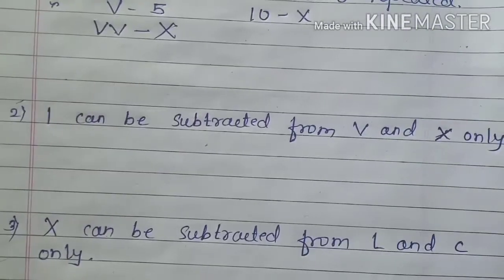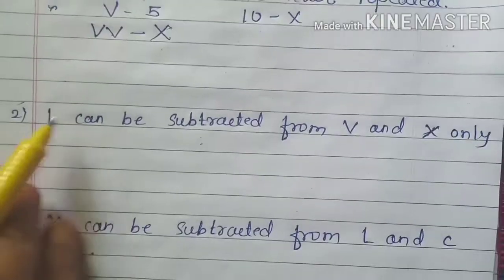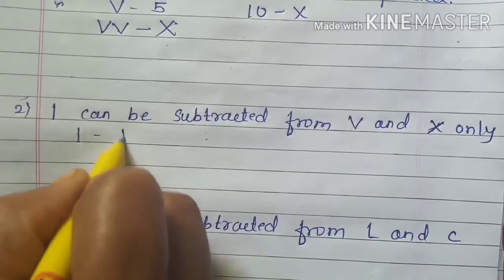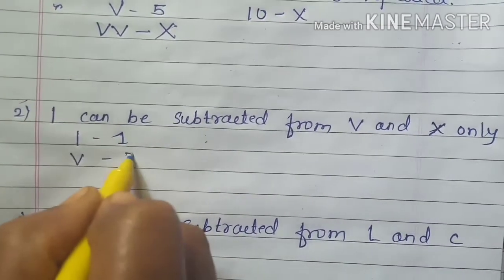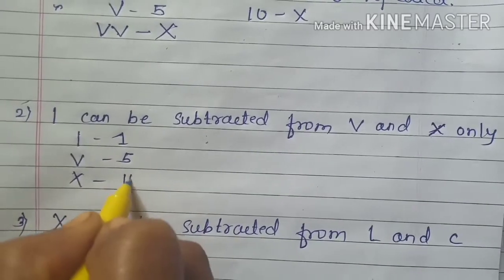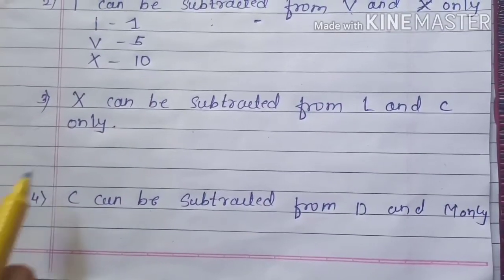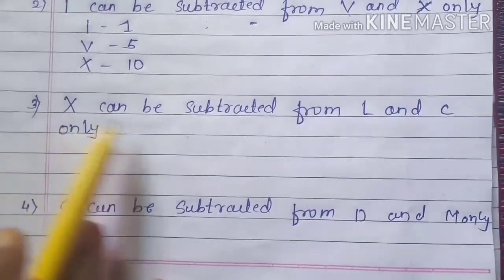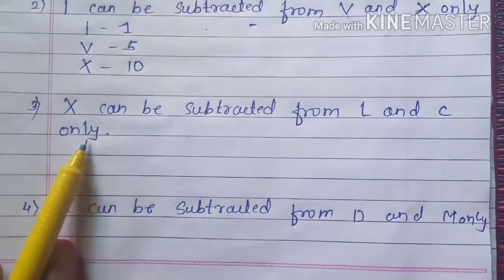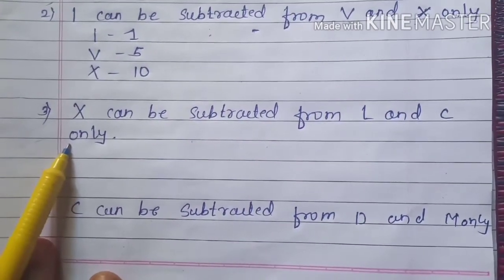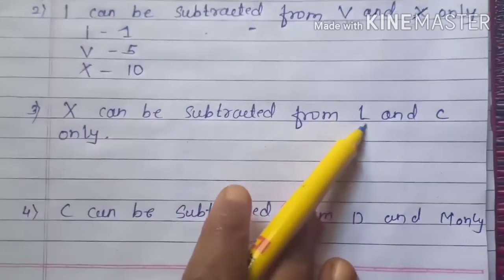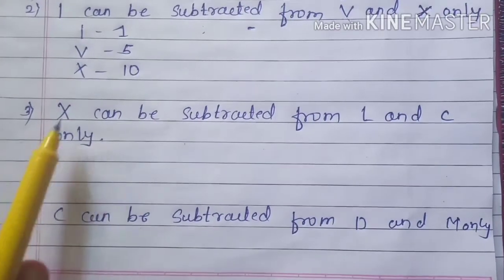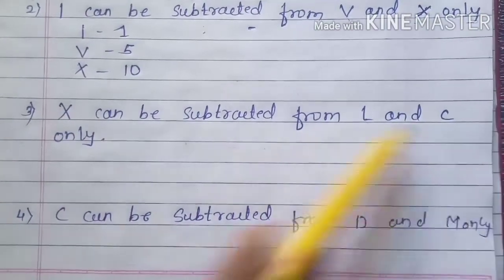Let's move to rule number 2, that is 1 can be subtracted from 5 and 10. Here I means 1, V means 5 and X means 10. The third rule is similar to the second rule. X, meaning 10, can be subtracted from 50 and 100 only. X means 10 here, L means 50 and C means 100.